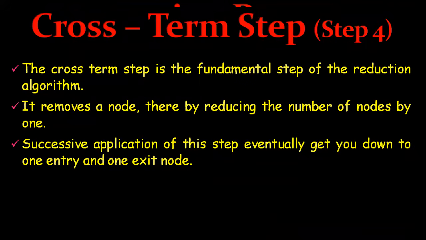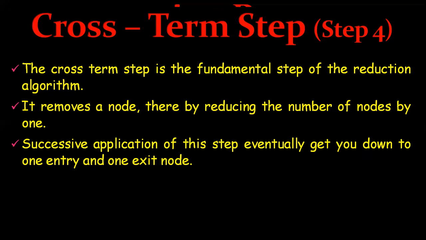So here the cross term step is a fundamental step of the reduction algorithm. It removes a node, thereby reducing the number of nodes one by one until we are left with the entry node and exit node. So here we have to apply steps 4 to 7, by applying the rules 1, 2, 3. Successive application of these steps eventually gets you down to 1 entry and 1 exit node. You will be left finally with 1 entry node and 1 exit node.